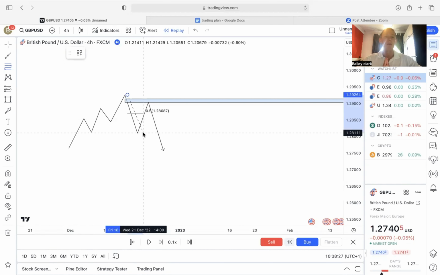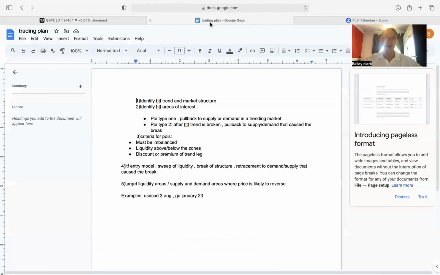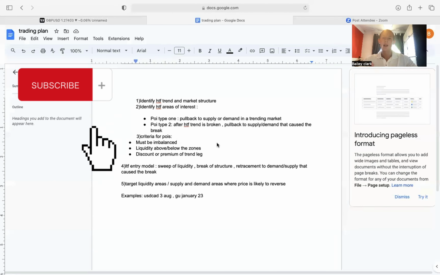And like I said, I'm going to go through a few criteria for these points of interest and supply and demand areas right after this. So if we go back to the trading plan, now that we understand what the POIs are that we're looking for, so either a pullback in a trending market, or we wait for a break of structure and then a pullback to those premium levels of supply, or discounted areas of demand in the reverse case.